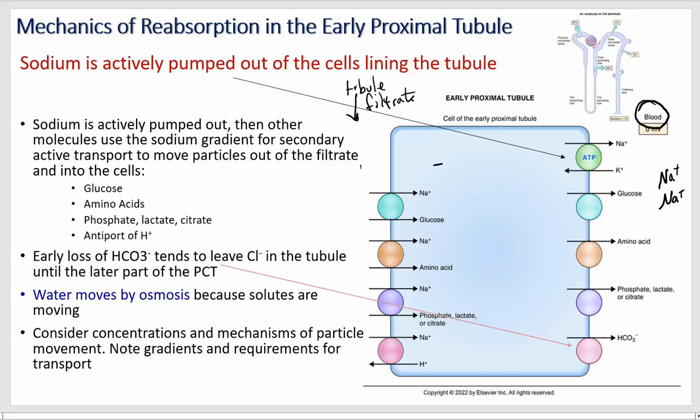So we use that electrochemical gradient, because remember it's still negative there, positive here. We still use that gradient to pull the sodium into the cell, but we pull other things with it. Okay, so in this case, we can see that sodium is going into the cell in co-transport with glucose. So the sodium, secondary active transport, is pulling glucose in, it's pulling amino acids in, phosphates in, lactate, citrate, and here you have countertransport with hydrogen. So it's saying, yes, sodium can come in, but in this case, it's pushing hydrogen out.